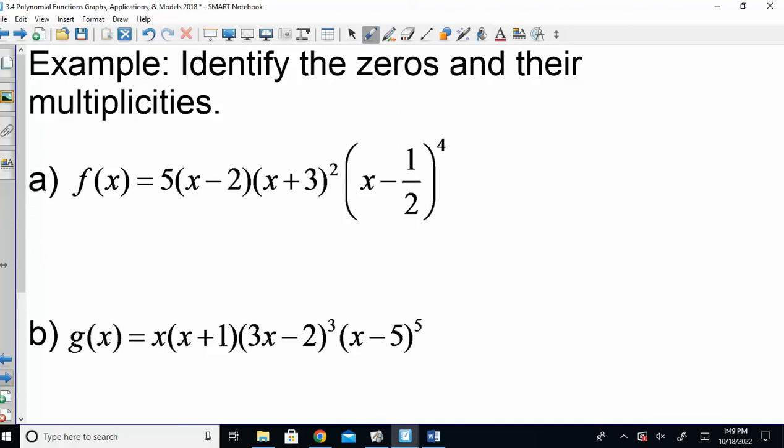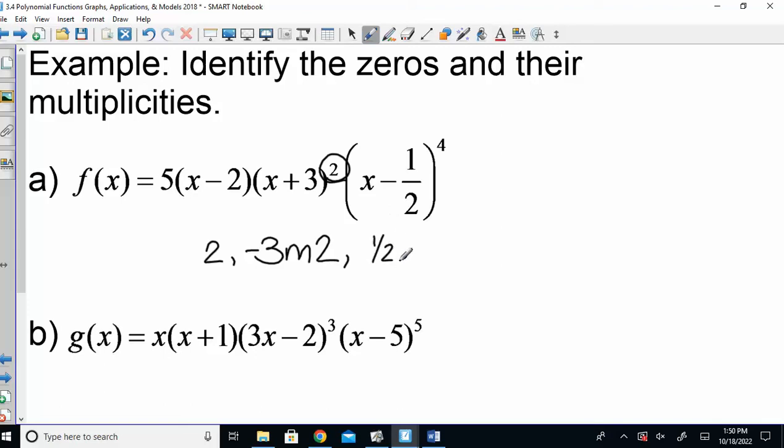So we had some of these on last night's homework, finding the zeros. If it's already factored, you just have to tell me each piece. So does 5 ever equal 0? No. What makes x minus 2 equal 0? 2. What about x plus 3? And since it was squared, that's a multiplicity of 2.